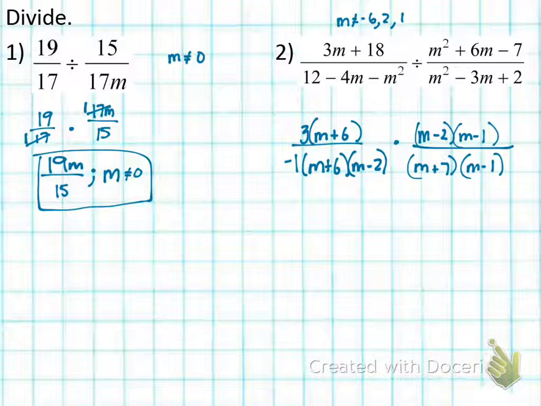Now, before we move on, this is like a brand new problem. We can never have m being equal to 0. So, m cannot equal negative 6. We know that up here. M cannot equal 2. We know that here, right?